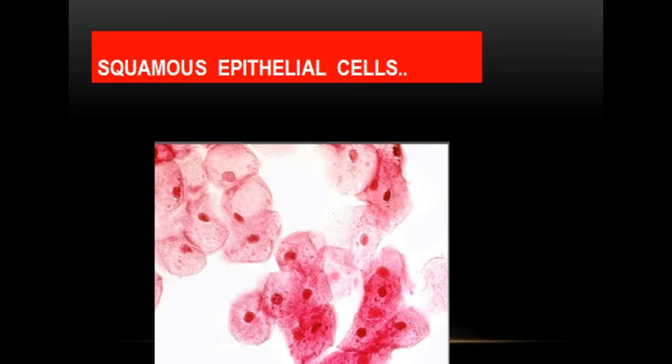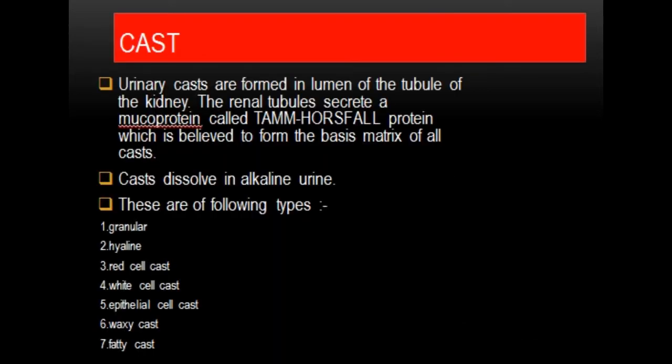Then we have squamous epithelial cells. These squamous epithelial cells are very clear, and they are visualized in the high power field. They are large, flat, irregular in shape, nucleated, and the location of their nucleus is central. Then what are casts?